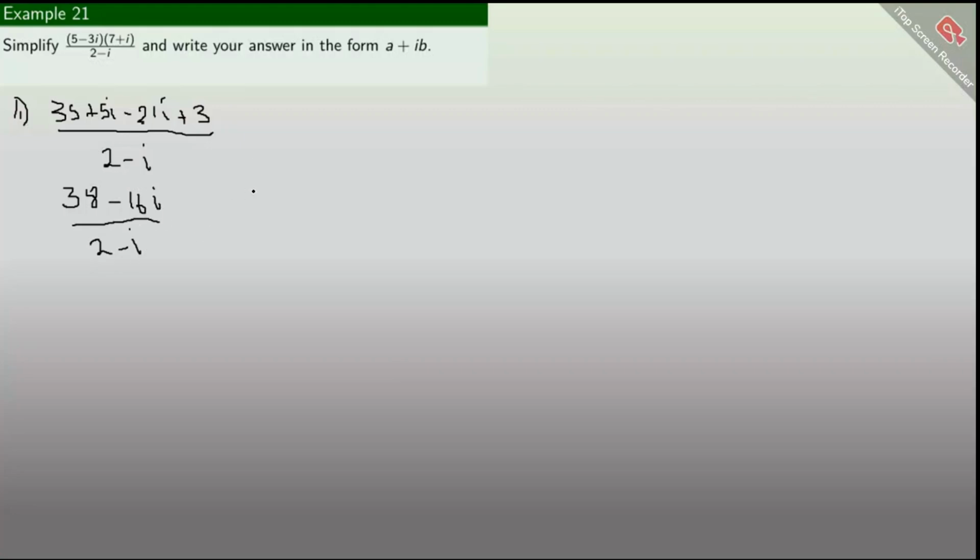Now here we can find the conjugate. The conjugate, very simple, is just going to be 2 plus i. Even here, 2 plus i. Okay, so we have 38 times 2. What are we going to get? 76.